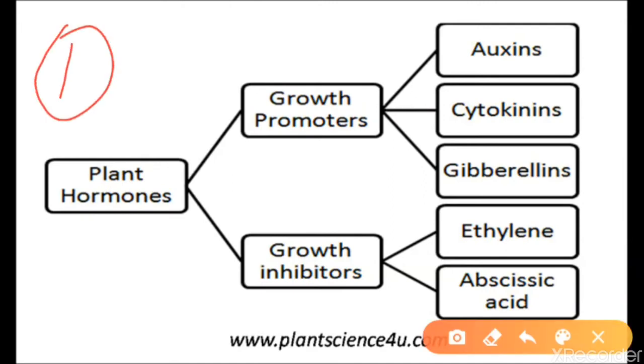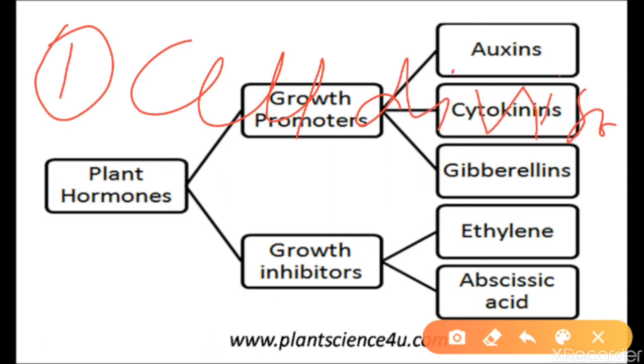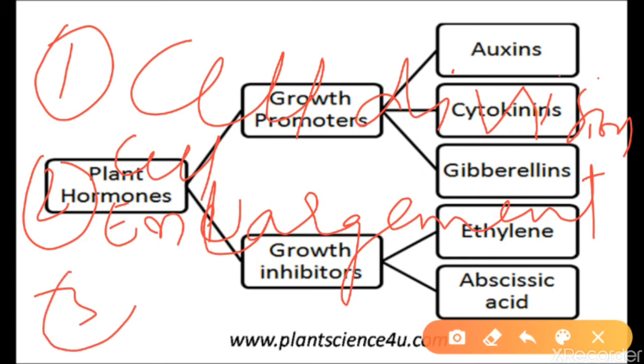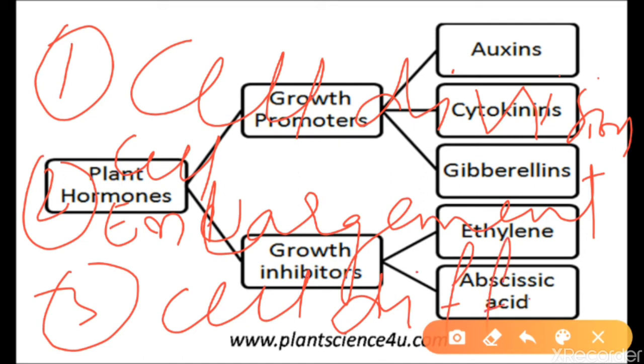First thing is the cell division. That means here the new cell will divide. The second one is the cell enlargement. Enlargement means the cell which has grown will enlarge, it will make its size big. And the third one is the cell differentiation. Now what is differentiation? Differentiation means specialization.